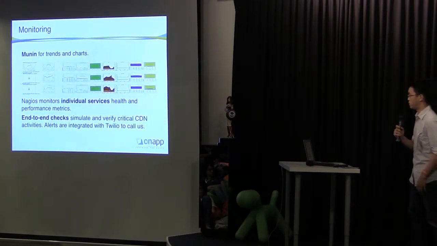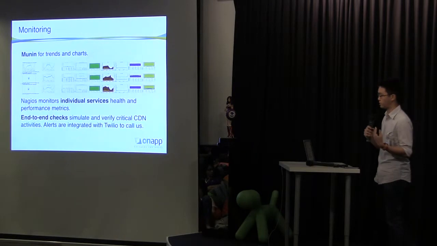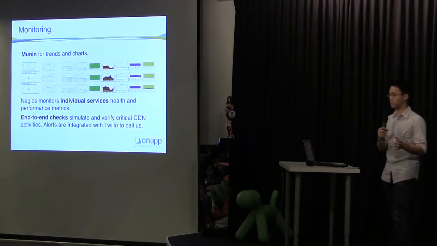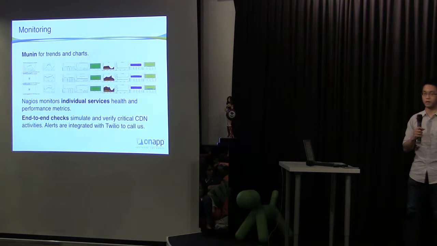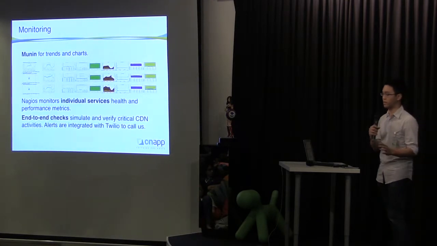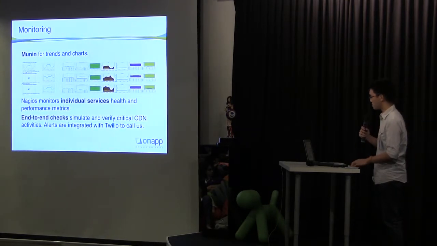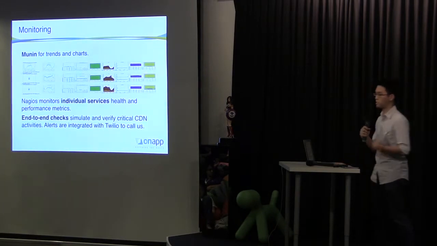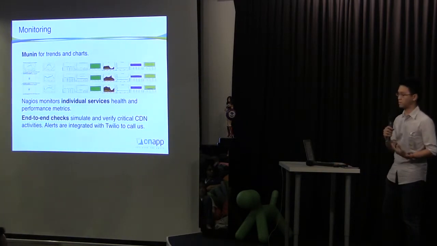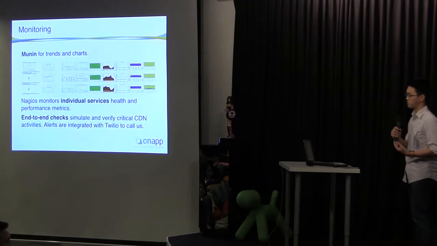Further on, for monitoring, we use Munin for trends and charts, so that you can see historically what this edge server has been doing, and possibly correlate it with any other events that could have happened. We have Nagios to monitor individual services in our CDN core, which is the admin thingy.